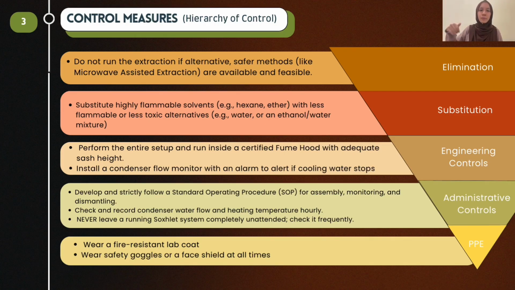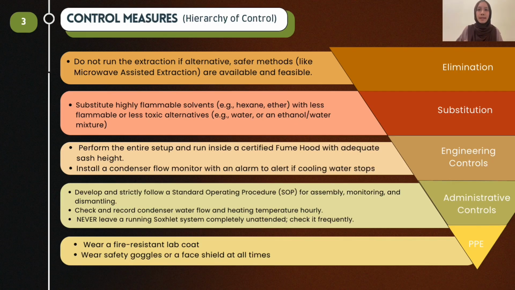And moving down the pyramid, we have the engineering controls. So here we can perform the entire setup of the Soxhlet apparatus inside a fume hood with a suitable sash height. And then also we can install a condenser flow monitor with an alarm to alert if the cooling water stops. Next, we move on to the administrative controls.